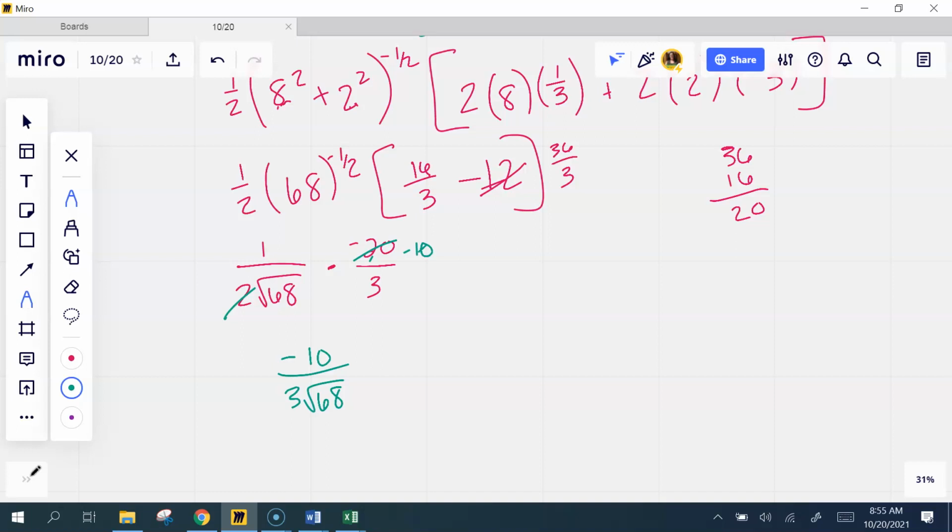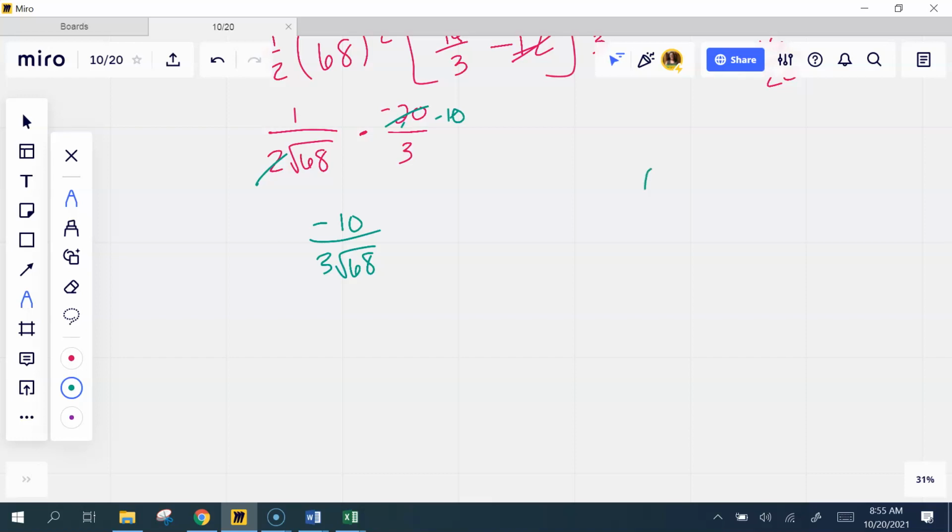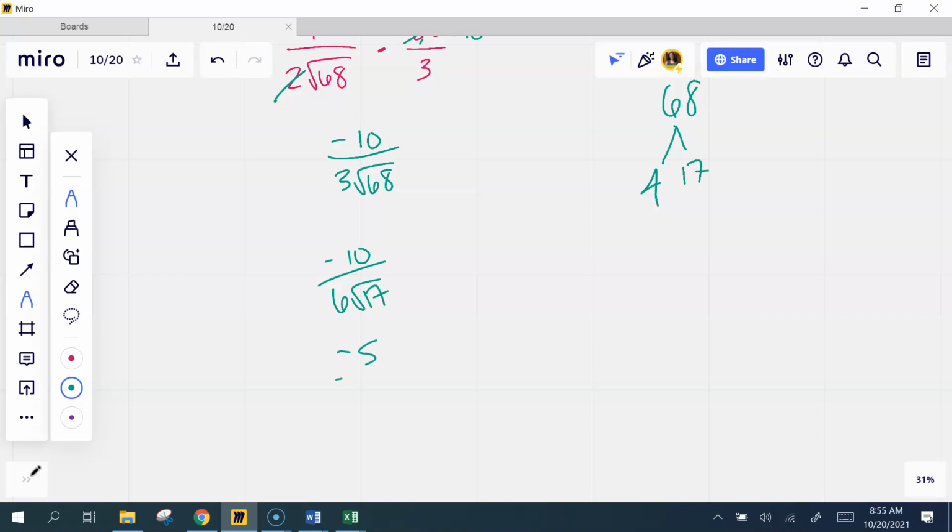They probably split that 68 up. How do you split that up? 4 and 17. So that would be square root of 4 is 2, so it'd be -10 over 6 times square root of 17. I feel like I don't know some basic math.